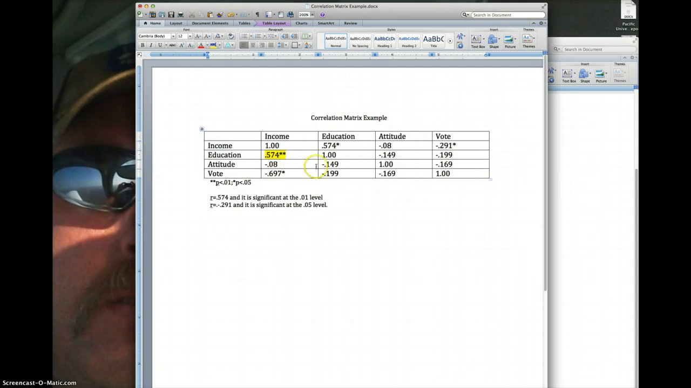Something else to consider, if we had two correlations, let's say that this was 0.574 also, but we're only sure at the 0.05 level. We can be more sure about this relationship because it's at the 0.01 level than this relationship at the 0.05 level.